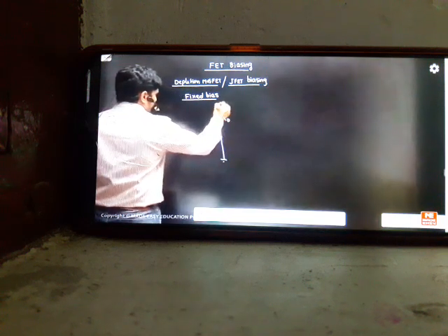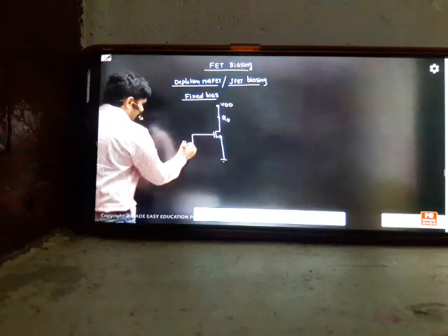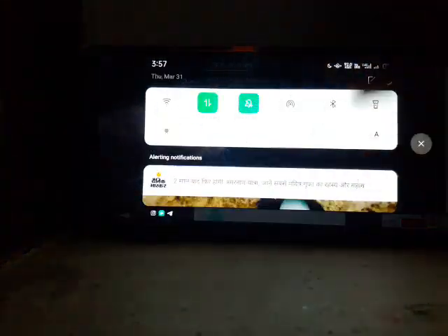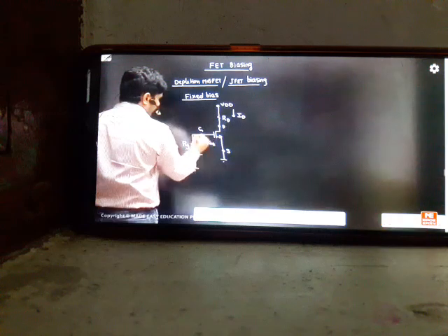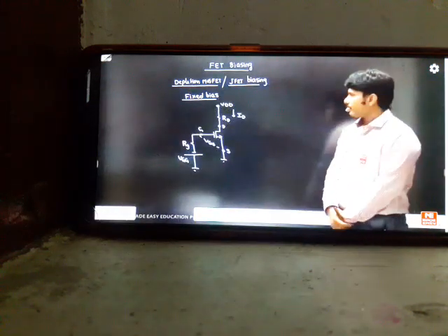This is RD, this is VDD. We have here a resistor RG with a negative battery. I'm applying VGG. This is gate, this is source. This is your ID current, this is your VGS voltage. So you can see the first design, called the fixed bias circuit.